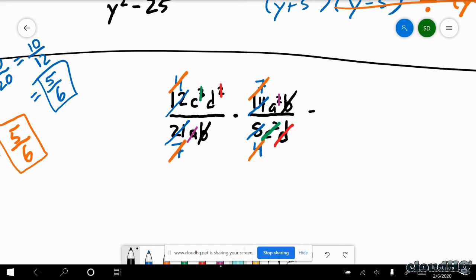So what is my answer? Well, what's left in the numerator? A C, a D, and an A. I'm going to put them in alphabetical order. A, C, D, none of them have an exponent. What's in the denominator? Just a 1 or just nothing, so I don't have to write it as a fraction. So ACD.